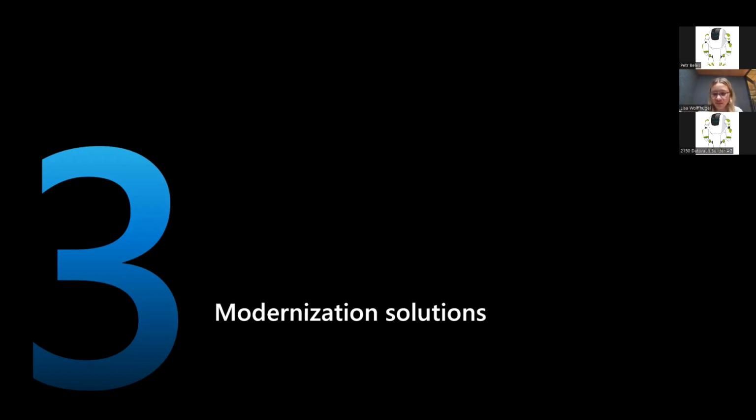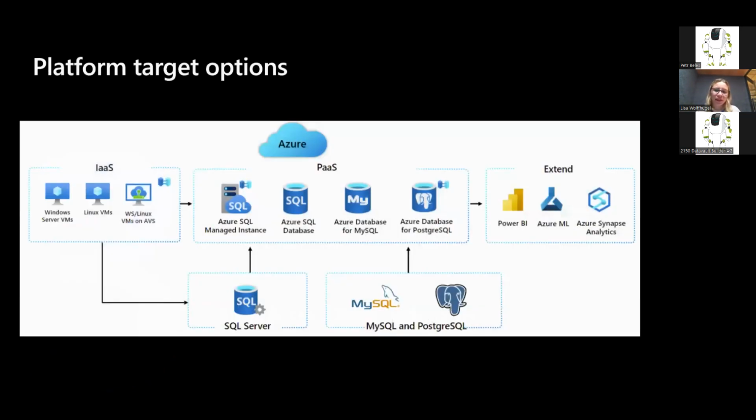So within this big Microsoft ecosystem, there are different solutions. The first choice is what we were just mentioning before, a choice between the platform target options, which would be either IaaS, infrastructure as a service. This is where you're going to be able to move your SQL tables, your SQL Server, into a SQL Server that is hosted in a virtual machine. This is the IaaS part.